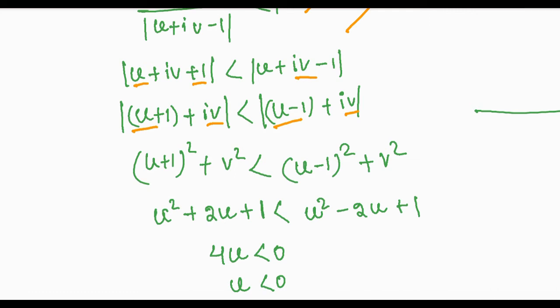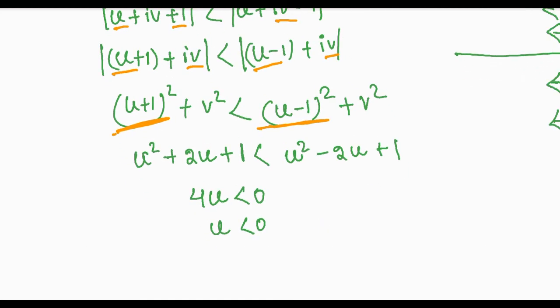From both sides I have taken out the root overs, and what are we getting? U square plus 2u plus 1 plus v square, and here also u square minus 2u plus 1 plus v square. Cancelling out v square, u square and 1 from both sides, what will we get? 4u is smaller than 0, and u is smaller than 0. So what is it concluding?